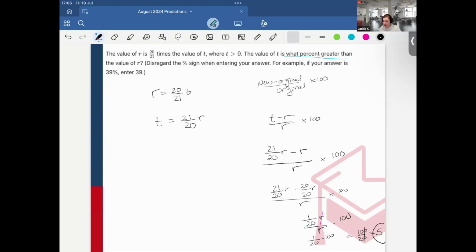And it tells you, for example, if your answer is 39%, enter 39. So I would just enter 5 into my computer. Wasn't that a good one? Okay, so continuing our percent journey.